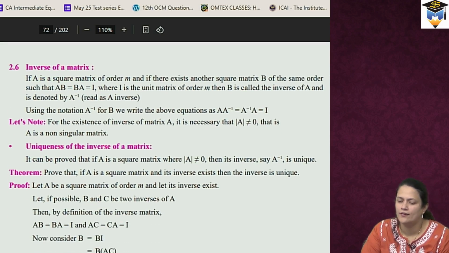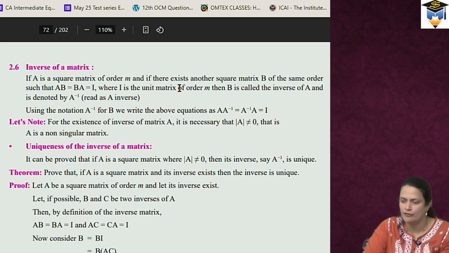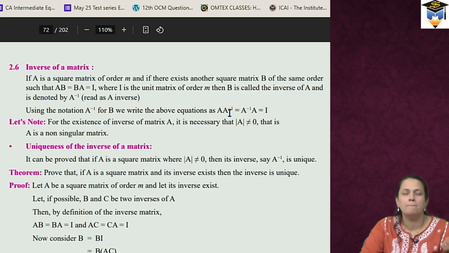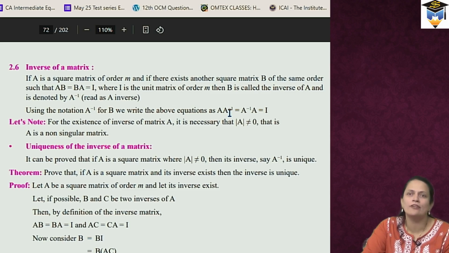So now, this is a very important thing, inverse of a matrix. Please write it down. If A is a square matrix of order M, and if there exists another square matrix B of the same order such that AB is equal to BA, both are equal to I, where I is nothing but an identity matrix or a unit matrix of order M, then B is called the inverse of A and it is denoted by A raised to minus 1. So we will read this as A inverse. Okay. So using this notation, A multiplied by A inverse will always give you the identity matrix I. So A into A inverse is equal to I.